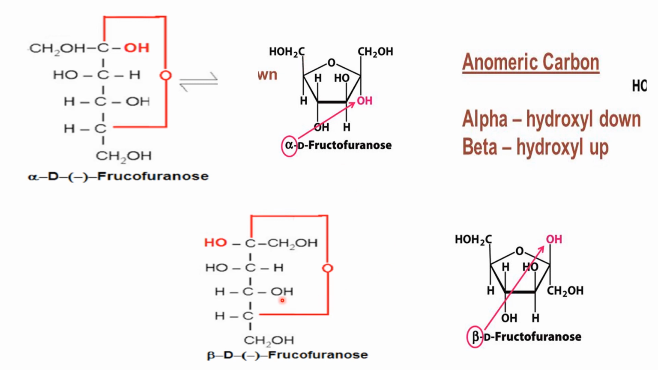Now see here, this is beta D fructose. All the configurations are the same except for the second carbon atom. For the second carbon atom, for beta, the OH group is above the plane, while the CH2OH group is below the plane. So all the configurations remain the same except the configuration of the anomeric carbon atom, that is C2. So this is the structure of alpha D fructofuranose and beta D fructofuranose.